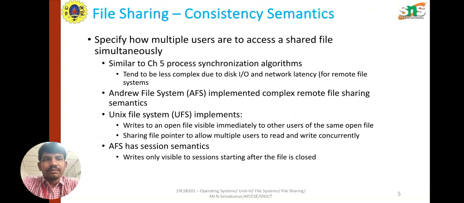Consistency semantics in file sharing specify how multiple users access a shared file simultaneously. It is similar to the process synchronization algorithms in chapter 5. It tends to be less complex due to disk input/output and network latencies for remote file systems. The Andrew File System, AFS, implemented complex remote file sharing semantics, and the Unix file system, UFS, implemented writes to an open file being visible immediately to other users of the same open file, allowing multiple users to read and write concurrently. AFS has session semantics, so writes are only visible to sessions starting after the file is closed.